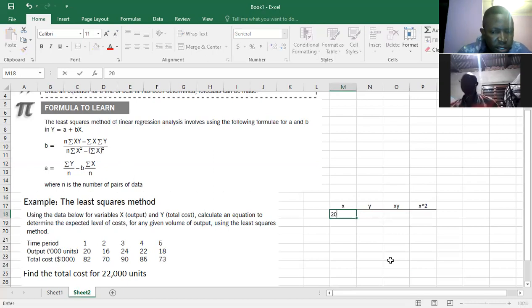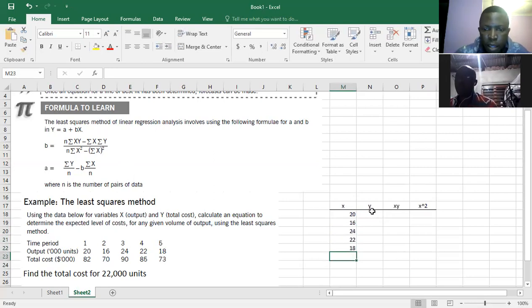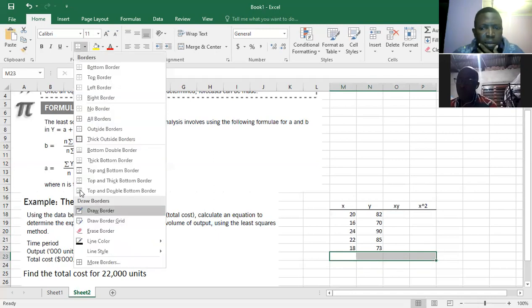So we have 20, 16, 24, 22, 18. And then the effect, we have 82, 70, 90, 85, 73. So all these guys, we will need their summation.